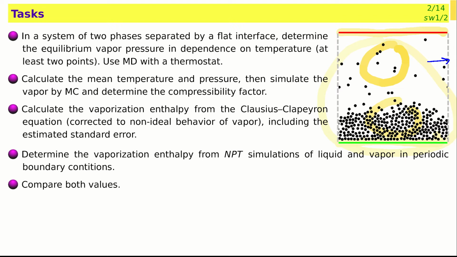We will do it in 2 points, for 2 temperatures, and from this we can calculate the vaporization enthalpy from the Clausius-Clapeyron equation. In 2 dimensions we will need some corrections, okay, but it's doable. But in simulations we can determine the vaporization enthalpy directly, because we know all energies, all quantities. To do this we will use the NPT simulations of 2 systems, liquid and vapor, at the same pressure and temperature. And we will compare both methods.